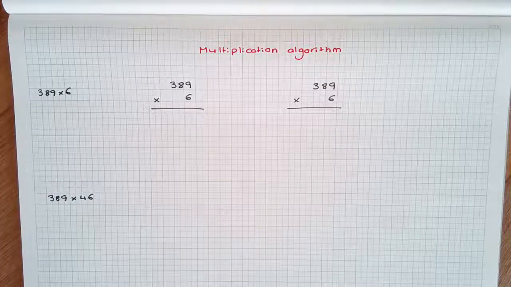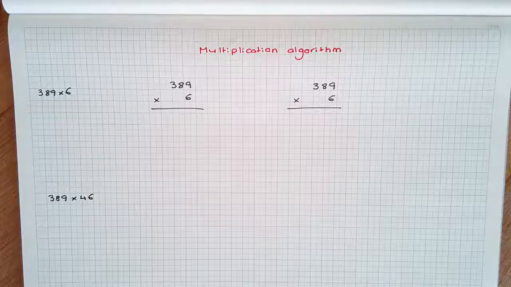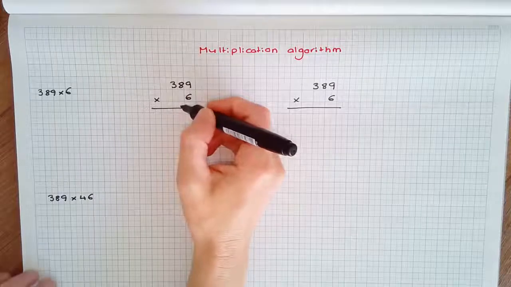In this video, we're going to have a look at the multiplication algorithm. An algorithm is a process or set of rules to follow to solve a problem. First of all, we'll have a look at multiplication by a single digit, 389 times 6. I've set it up underneath each other.